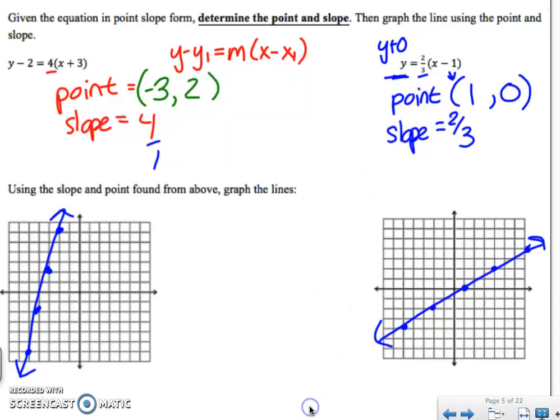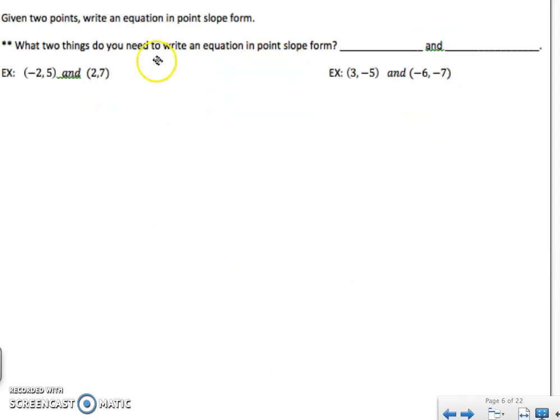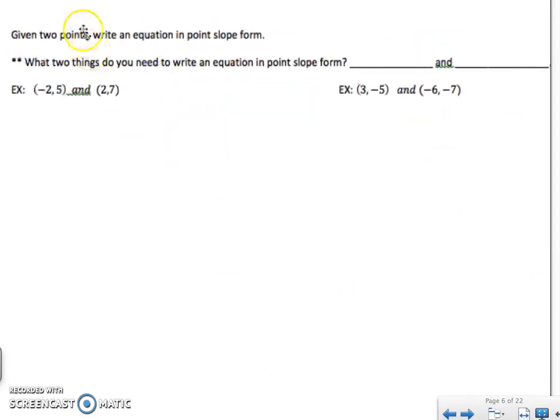Okay. So let's take a look on the back page. So now we're going to be given 2 points and we want to write the equation in point slope form. So if I have 2 points, I'm missing something, I'm missing the slope. So to write something in point slope form, you have to have the slope and you have to have a point. So I have 2 points here, which means I need to find the slope.